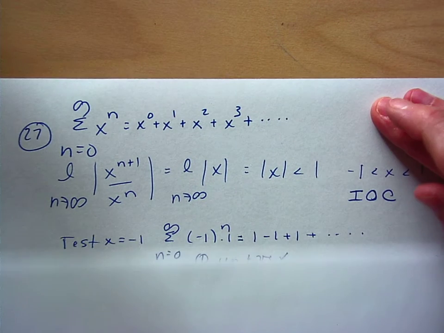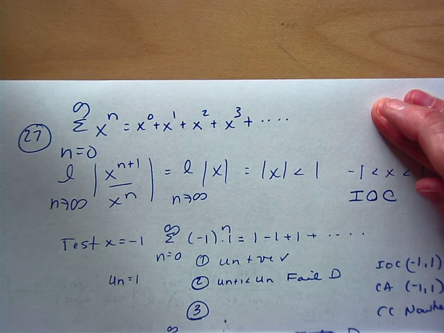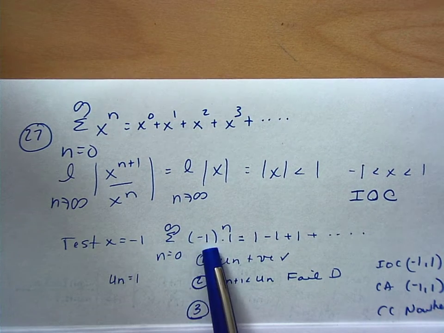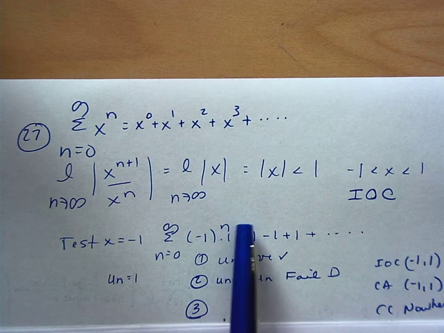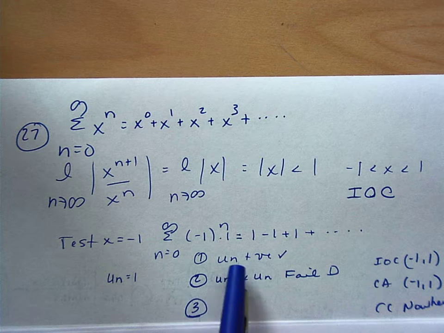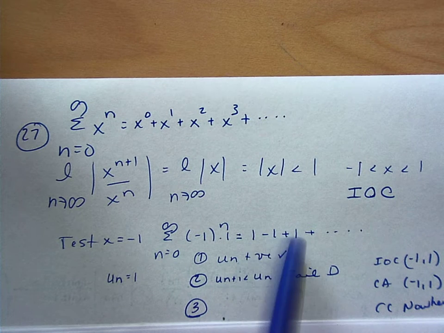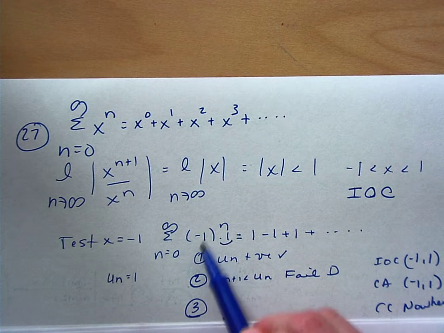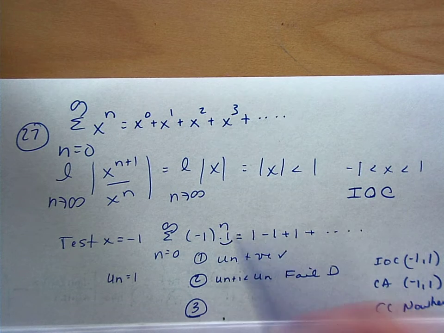Now we need to test the endpoints. So the first thing I'm going to do is test -1. When I plug in -1, I get (-1) to the n, and essentially it's times 1. So I have 1 minus 1 plus 1. My u_n is actually this part right here, because this is the term forcing it to alternate.